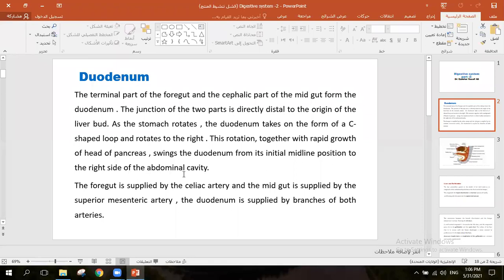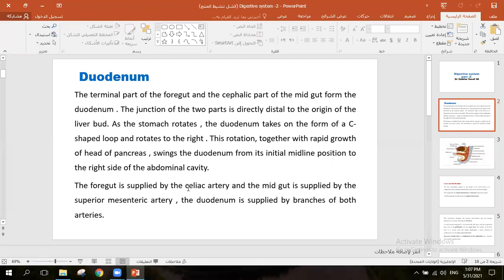Then rotation of the stomach راح تخلينا الديودينم ياخذ لنا شكل C shape وبالنهاية بهذه الروتيشن مالته راح تخلي الديودينم يتأرجح يبتعد عن الـ initial midline position ويروح على right side of the abdominal cavity.